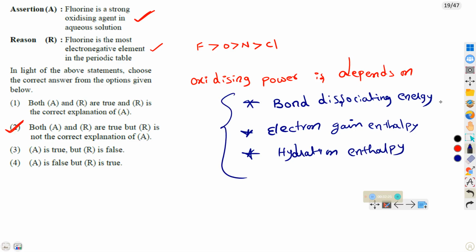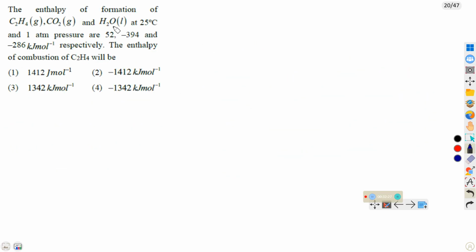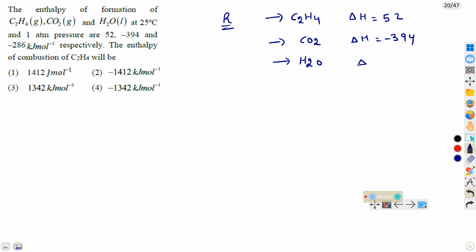Depends upon these three factors. The enthalpy of formation of C2H4. C2H4 is formed. Formation means reactants. C2H4 is formed, delta H value is given as 52. CO2 is also formed, that means CO2 is the product. Delta H value given as minus 394. H2O is also formed. Delta H is equal to minus 286.